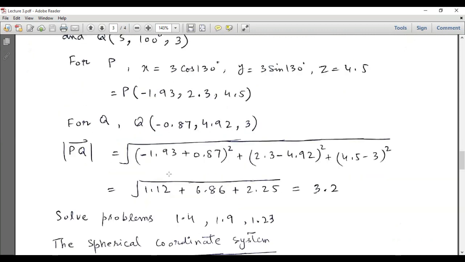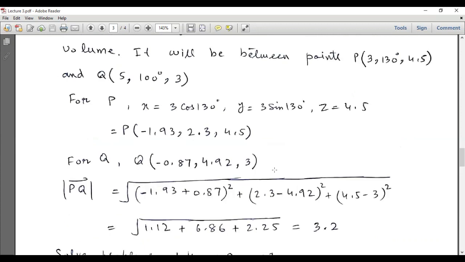Now just apply the distance formula between these 2 points by taking the squares and then adding the answers and then taking the square root. So it will be equal to 3.2. So that is the length of the longest straight line from one point to the other. Hopefully that lecture is quite understandable to you.